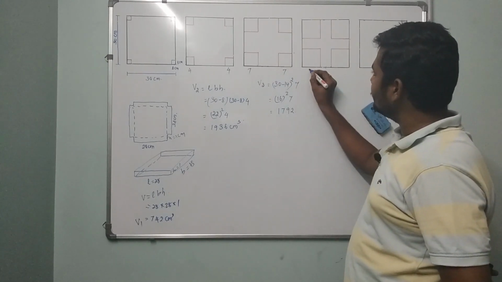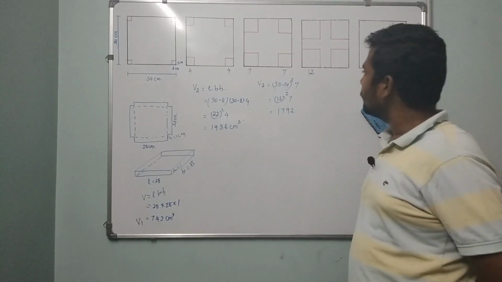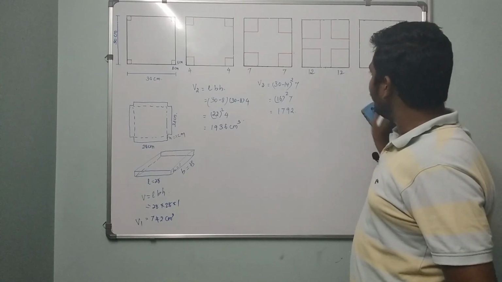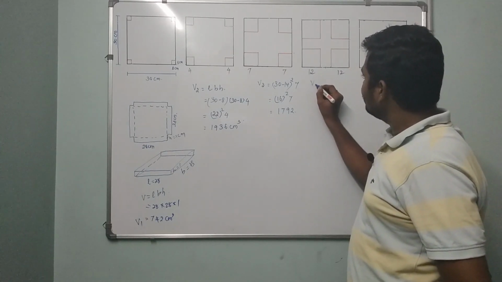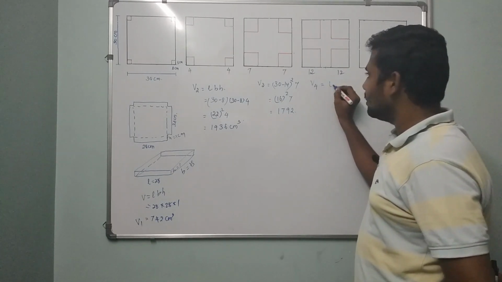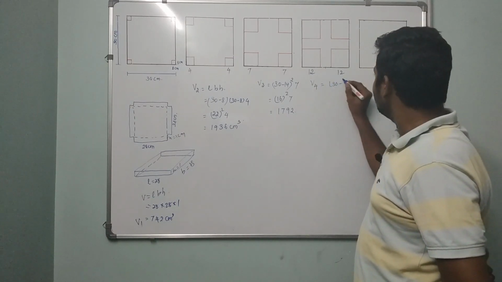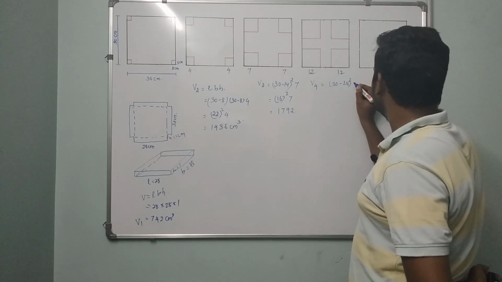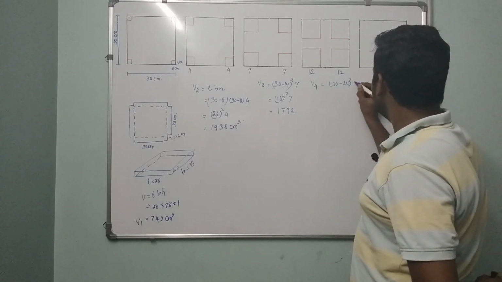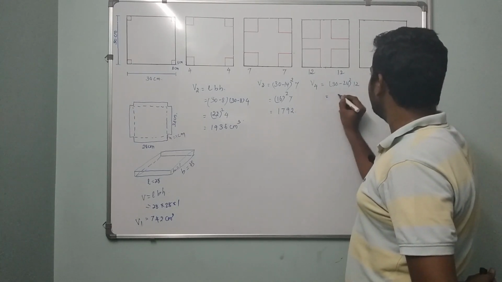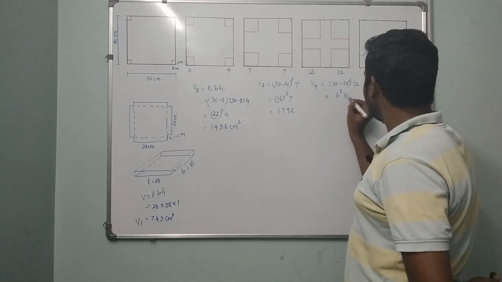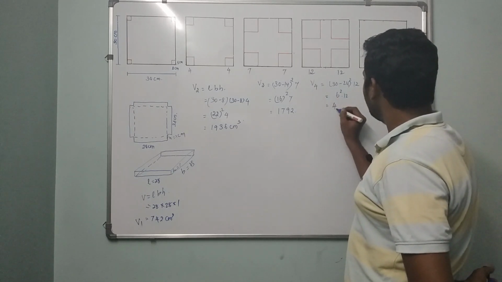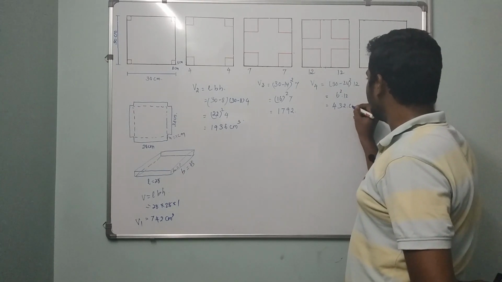And now if I keep on increasing, let me take it 12. Okay. So if I take length of 12, let's take this is V4, which is nothing but 30 minus 12 plus 12, which is equal to 24, the whole square into 12, which is equal to 6 square into 12, which is equal to 432 centimeter cube.